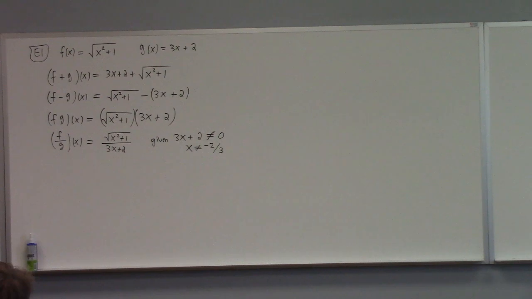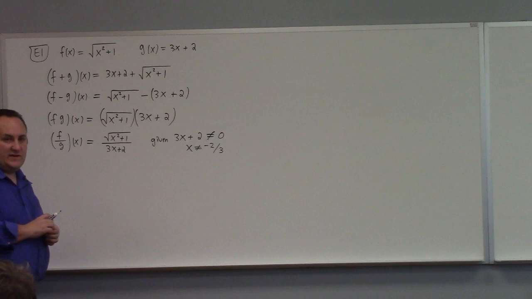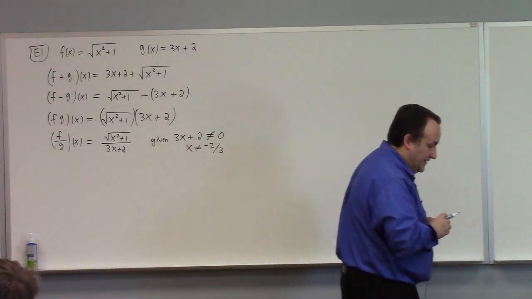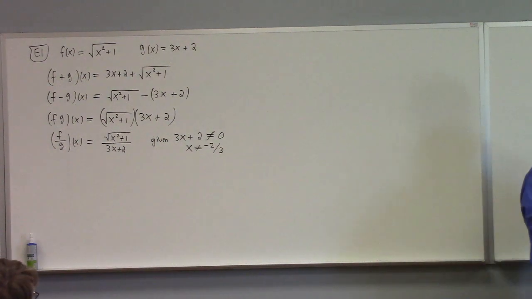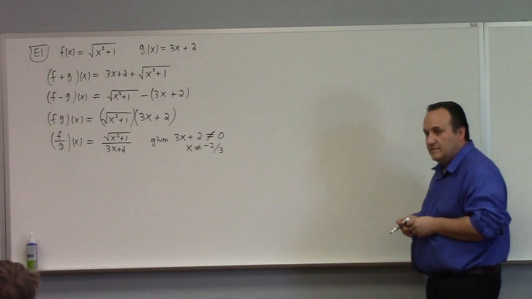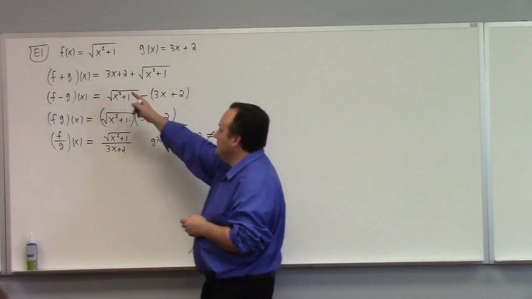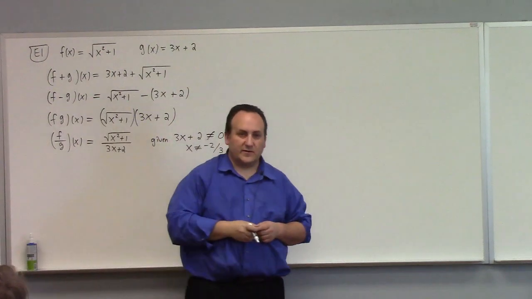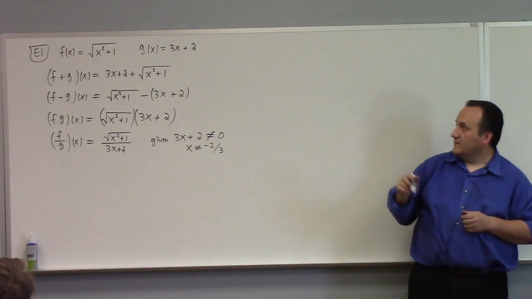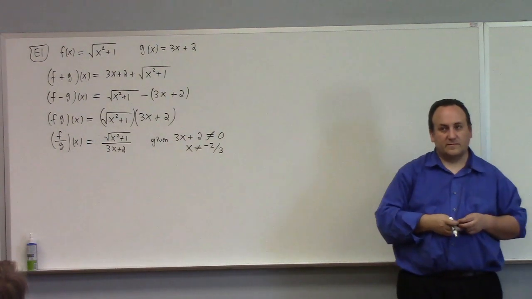What's the domain for f? What's the domain for g? When is x squared plus 1 negative? Let me ask it a different question. Is x squared plus 1 ever negative? It's not, right? Think about the graph, y equals x squared plus 1. It's a parabola that has y-intercept 1 and it opens upward, right? The smallest x squared plus 1 ever is 1. So this square root is always taking the square root of a positive number. The domain of f is all real numbers. The domain of g is all real numbers.